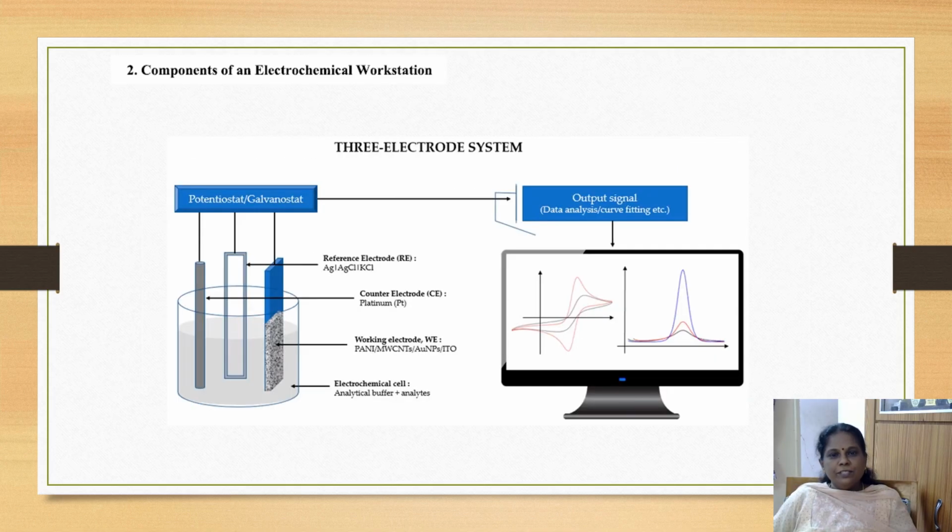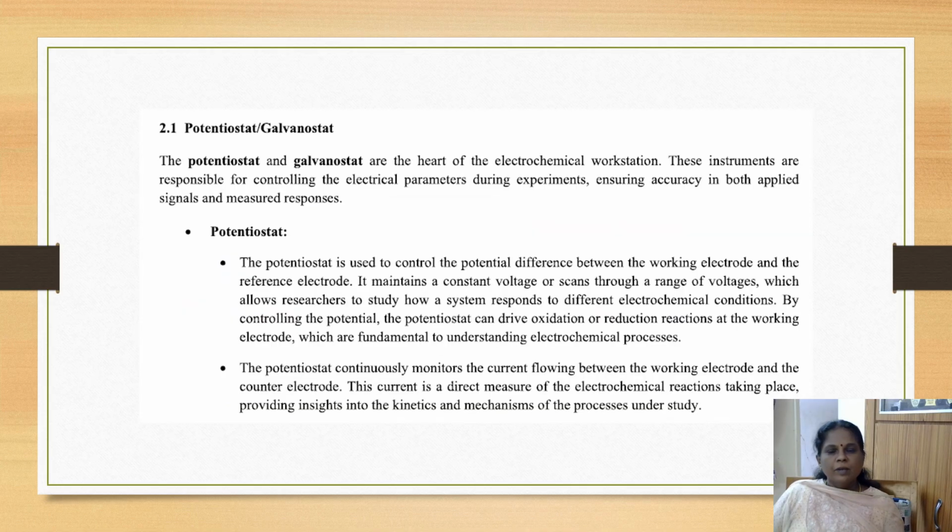The electrochemical workstation consists of basically an electrochemical cell where we have 3 electrodes: working electrode, reference electrode, and counter electrode. And this electrochemical cell can act as a potentiostat or a galvanostat. This electrochemical cell is also interfaced with the computer. With the computer, we can analyze the data. So let us now see how the electrochemical cell is acting as a potentiostat or the galvanostat.